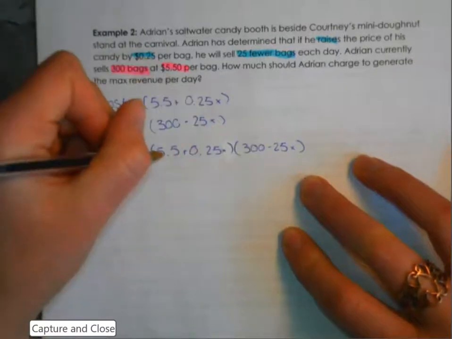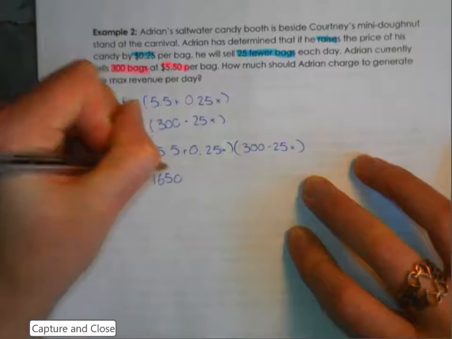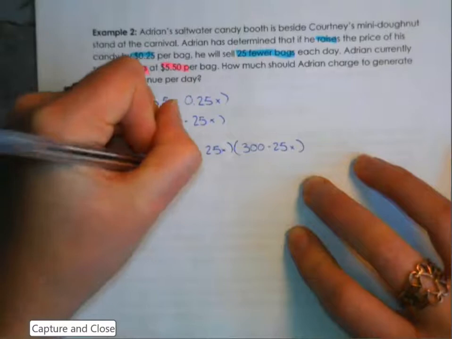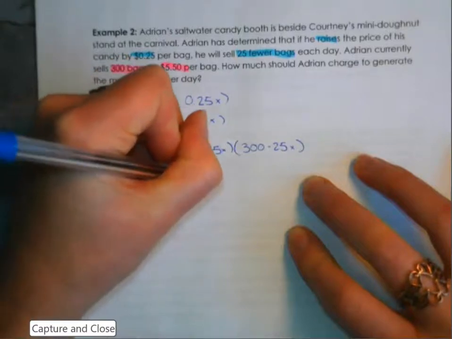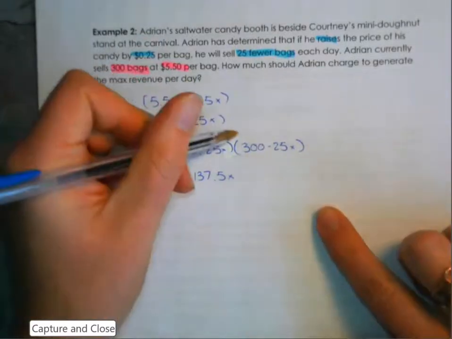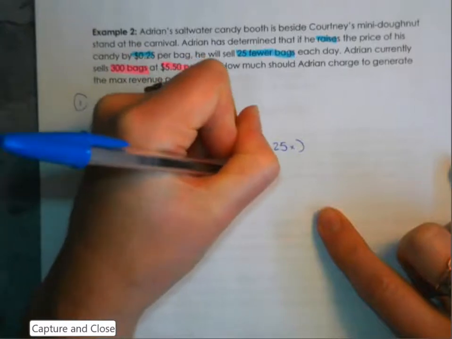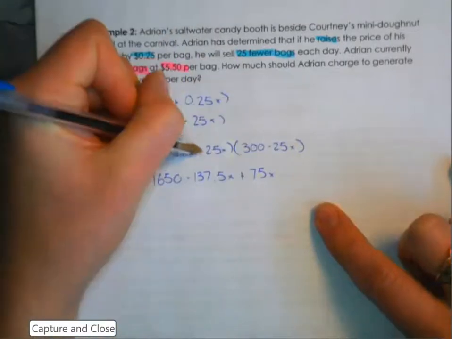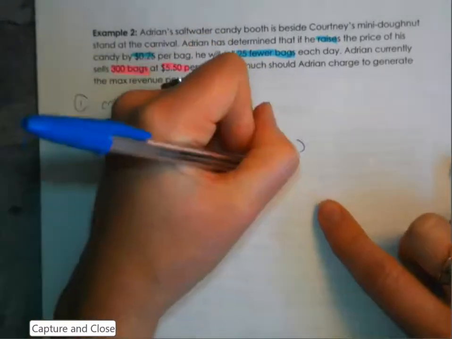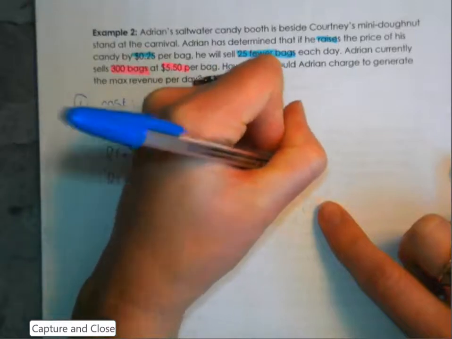First times first gives me 1650. Outside, 5.5 times negative 25 gives me negative 137.5x. Inside, 0.25 times 300 gives me positive 75x. And last is 0.25x times negative 25, which gives me negative 6.25x squared.